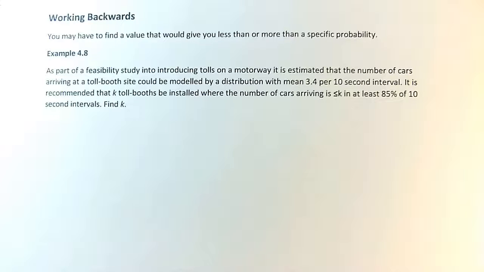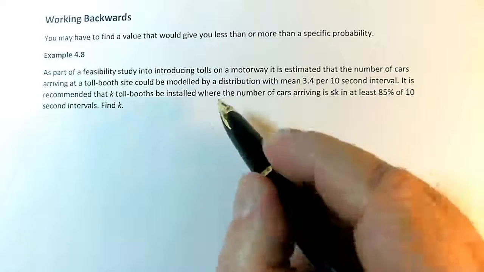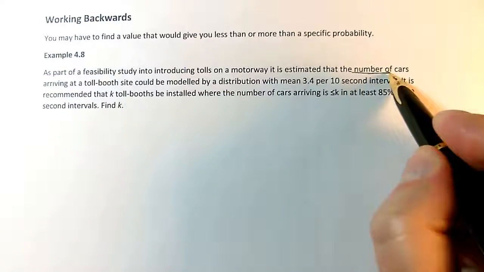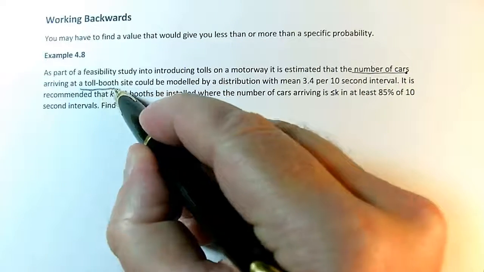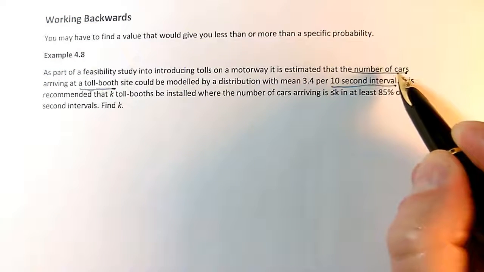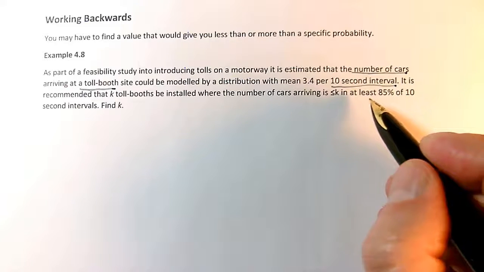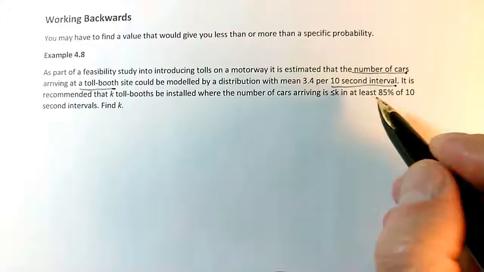Okay, let's look at this question. We're warned that maybe we'll have to work backwards. Let's see what happens. So we've got tolls on a motorway. The number of cars arriving at a toll booth could be per 10 seconds. Oh, look, I'm counting cars arriving in 10 seconds. So this is events in a fixed time. So it's looking like it's going to be a Poisson.